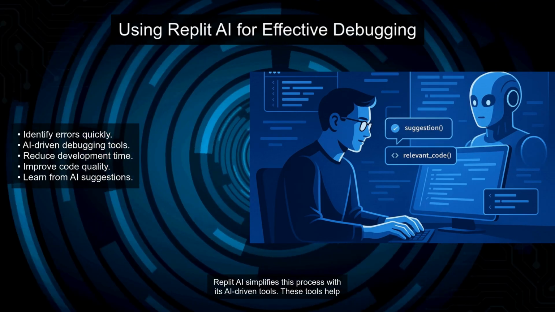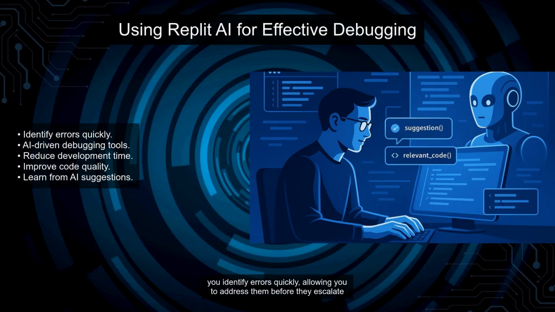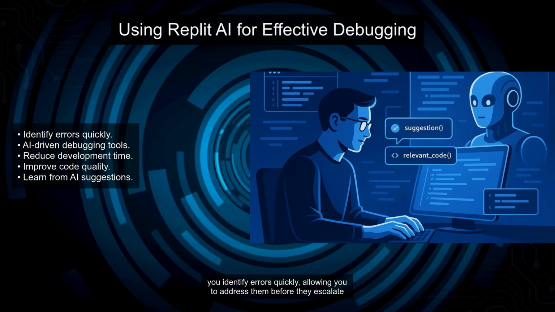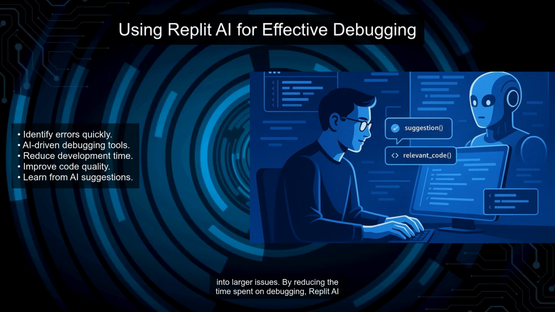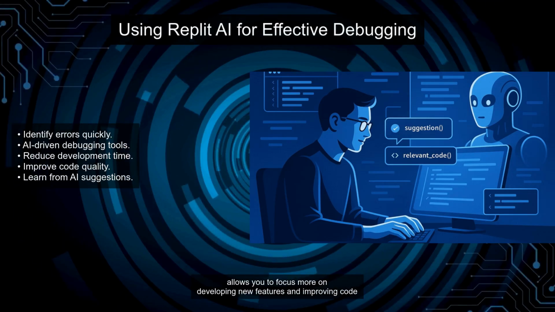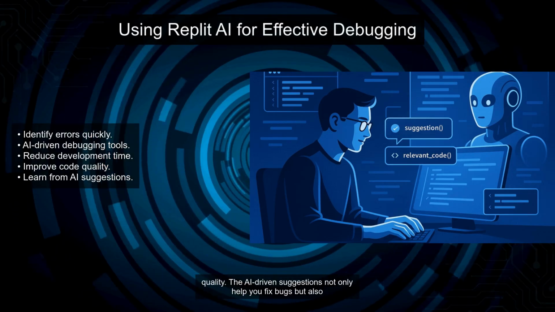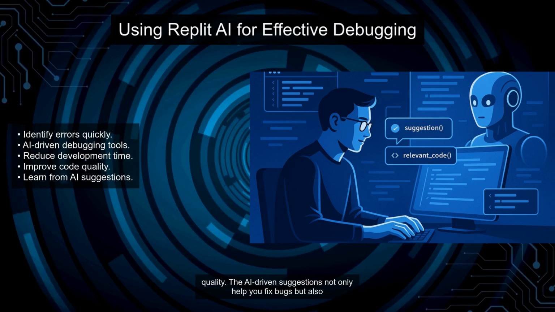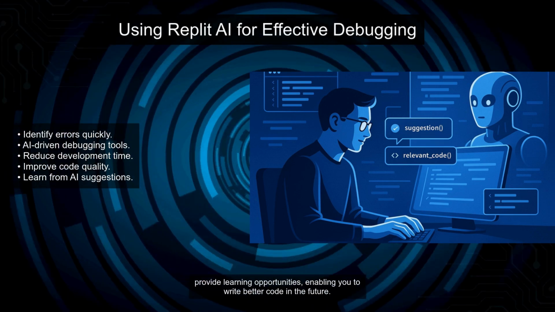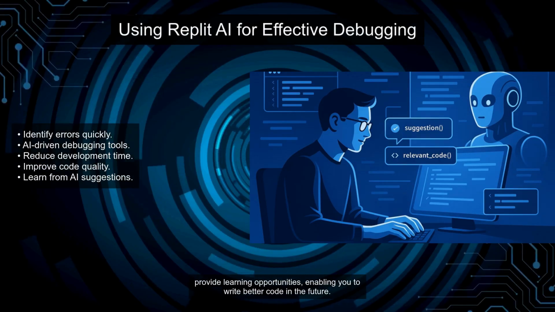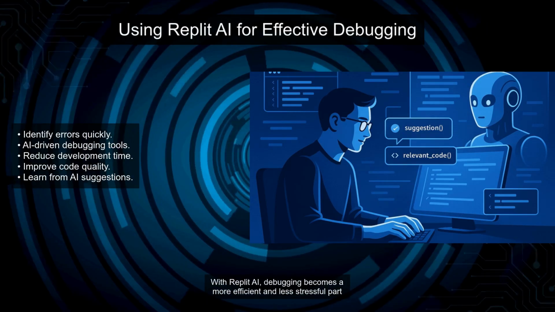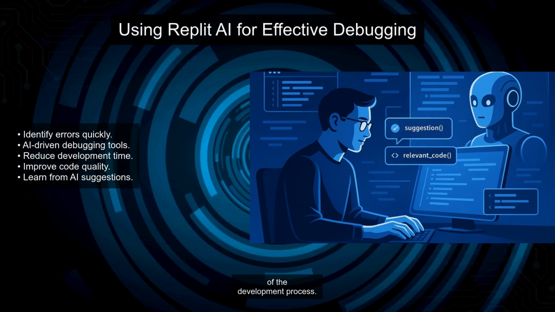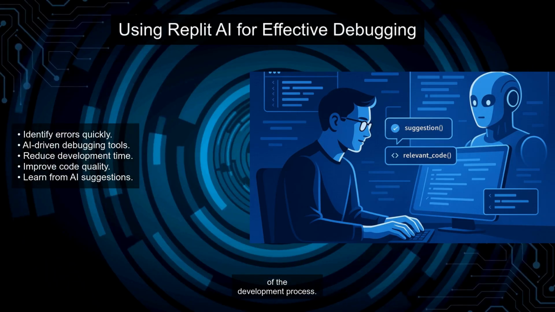Debugging can often be a time-consuming and frustrating aspect of development, but Replit AI simplifies this process with its AI-driven tools. These tools help you identify errors quickly, allowing you to address them before they escalate into larger issues. By reducing the time spent on debugging, Replit AI allows you to focus more on developing new features and improving code quality. The AI-driven suggestions not only help you fix bugs but also provide learning opportunities, enabling you to write better code in the future. With Replit AI, debugging becomes a more efficient and less stressful part of the development process.